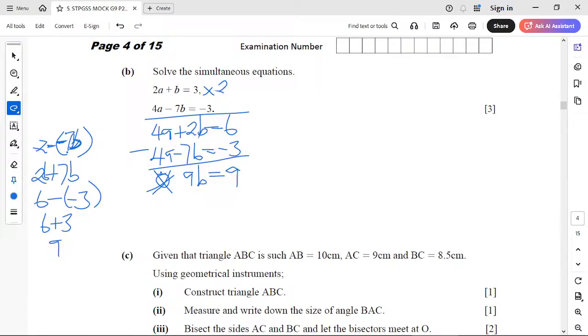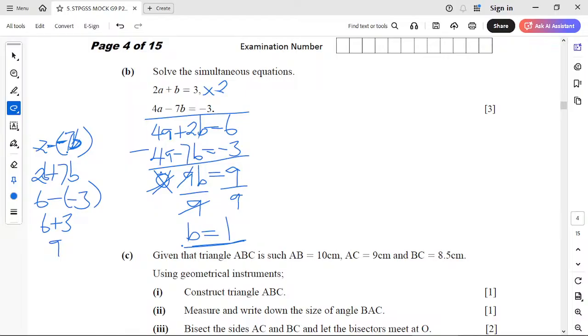Then we need to find the value of b. So we divide both sides by 9. Which will give us b is equal to, so 9 cancels out 9, and 9 divided by 9 will give us 1. So the value of b is 1.